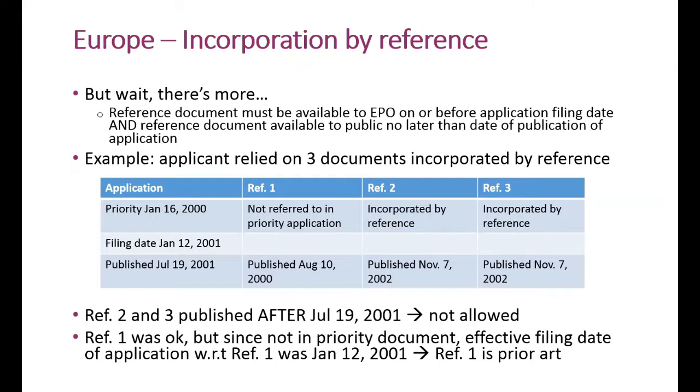And references 2 and 3 you see had publication dates that were after the publication of the European application, and so they were not allowed to be incorporated. And another reference was not in the priority document, so it served as prior art. The point of the slide is not for you to memorize or even really consider these rules that much. It's really to illustrate that unlike in the US, there are a lot of other requirements that have to be met before subject matter from a document can be incorporated by reference in Europe.